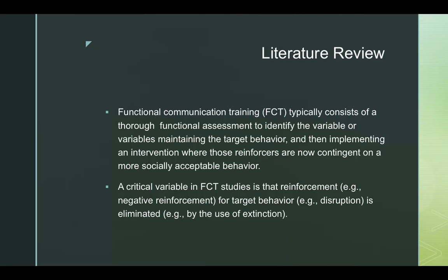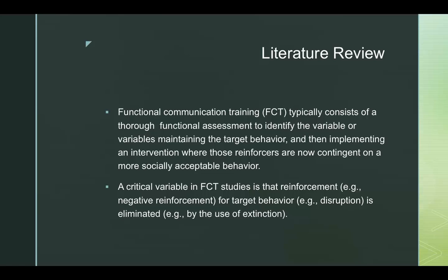Functional communication training typically consists of, you start with a good functional assessment. Oftentimes it's a functional analysis. You have to know what is maintaining the target behavior. So let's say you're working with an individual in one of your settings that engages in disruptive behavior. That's the target behavior. You do a nice, simple functional analysis, and you find out that it's maintained by, let's say, negative reinforcement. That is, escaping or avoiding undesired activities, let's say demands.